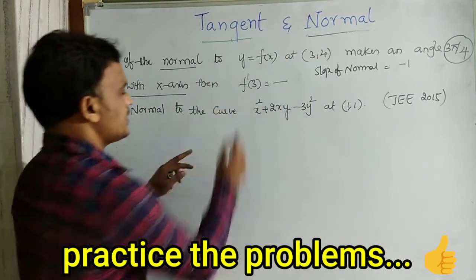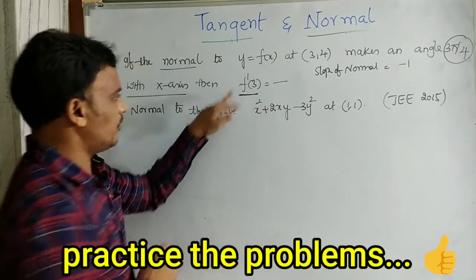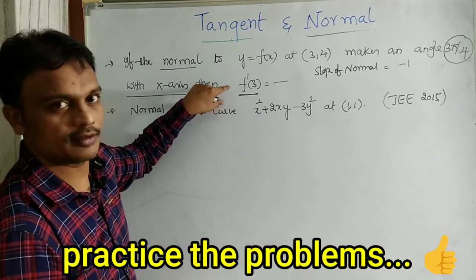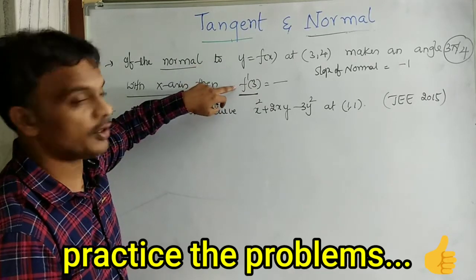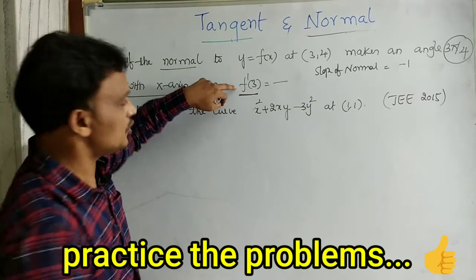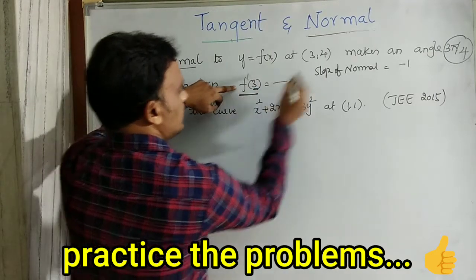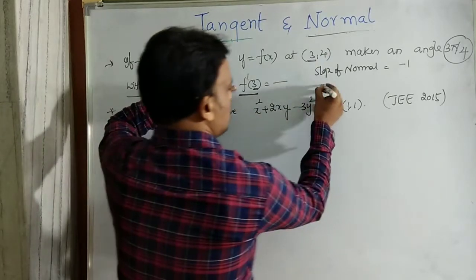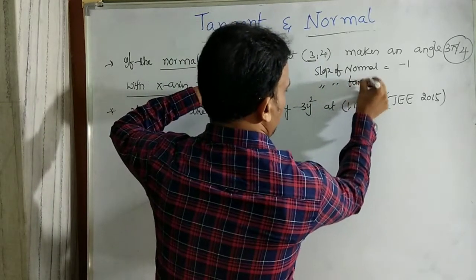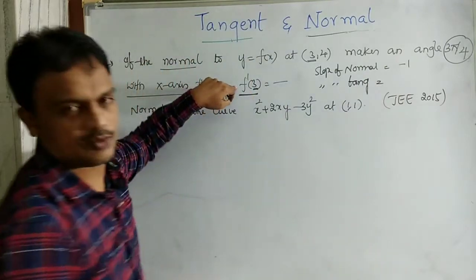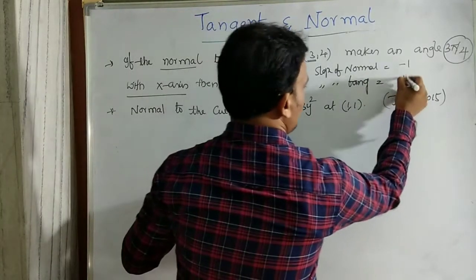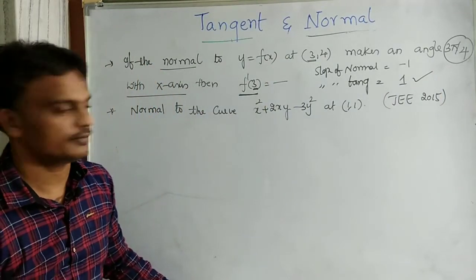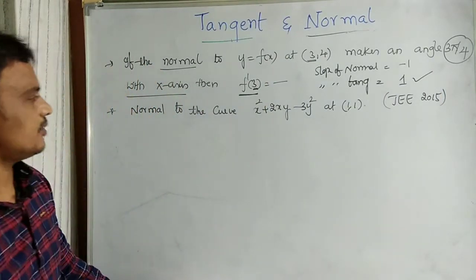So let us see what they are asking. f dash of 3. What is the meaning of f dash? The derivative of the function, which clearly is the slope of the tangent. Indirectly they are asking the slope of the tangent at the point 3, at this same point. So what is the slope of the tangent? The slope of the normal is minus 1, so simply the slope of the tangent is plus 1. That's it. Very simple. Coming to the next one.